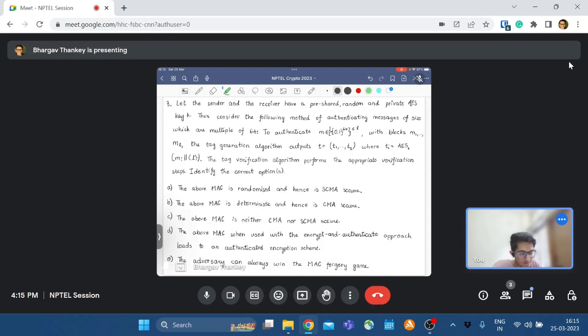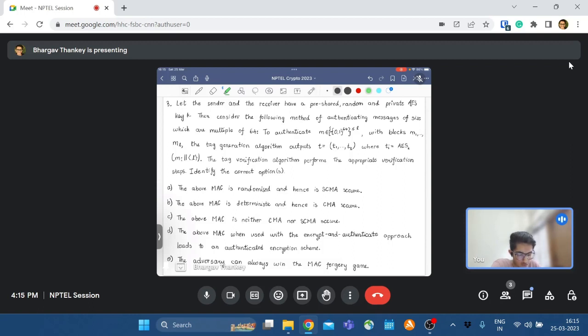Okay. So to authenticate M in {0,1} to the 64 L, with blocks M1 to ML, the tag generation algorithm outputs T equal to T1 to TL, where Ti is the encryption of Mi concatenated with the 64-bit binary value of L, and this whole thing is encrypted using key K using the AES algorithm. This is the tag. This is how we generate the tag. The tag verification algorithm performs the appropriate verification steps.